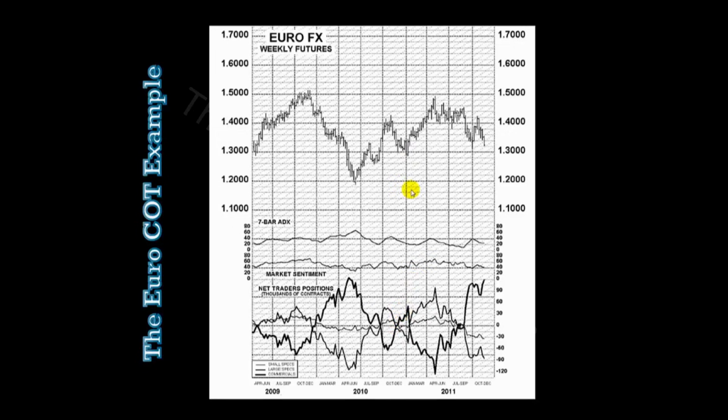And also notice once we got back down to this level, wouldn't you know it, the commercials were now net long. So now they're reassuming another long position. So the trend, if you will, is in a bull market, and you want to be in sync with them. So here they are, they're net long.